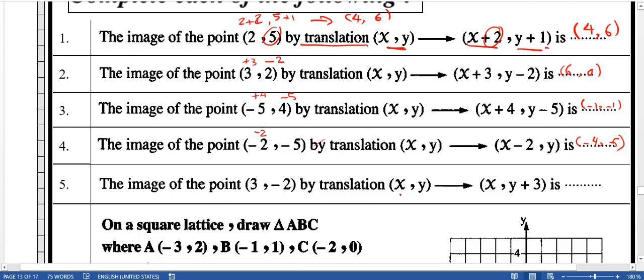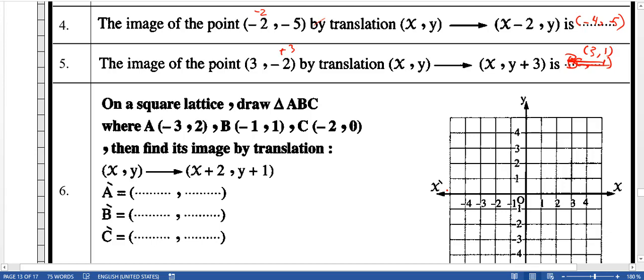The image of the point by translation (x, y) with y as it is. So we will let x as it is, and we will change y by adding what? By adding 3. This is 3, and it will be 1. The point is (3, 1). Okay.